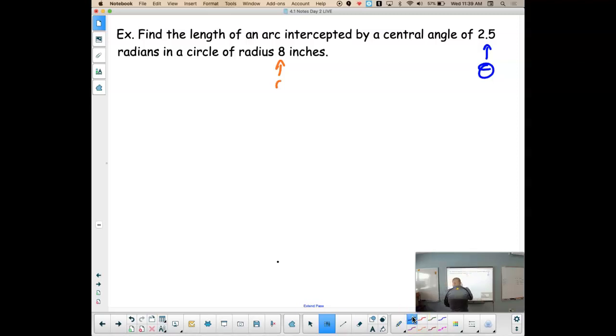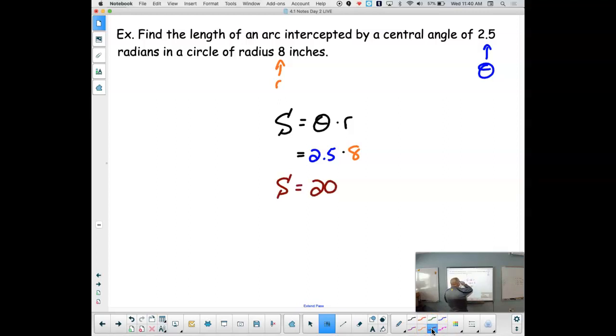So we've got S equals theta times r. Theta is 2.5. R is 8. 2.5 times 8 is going to be 2 times 8 is 16, times 0.5 is 4, so that's going to be 20. I'm going with my arc length here is 20, and we are in inches in this problem.